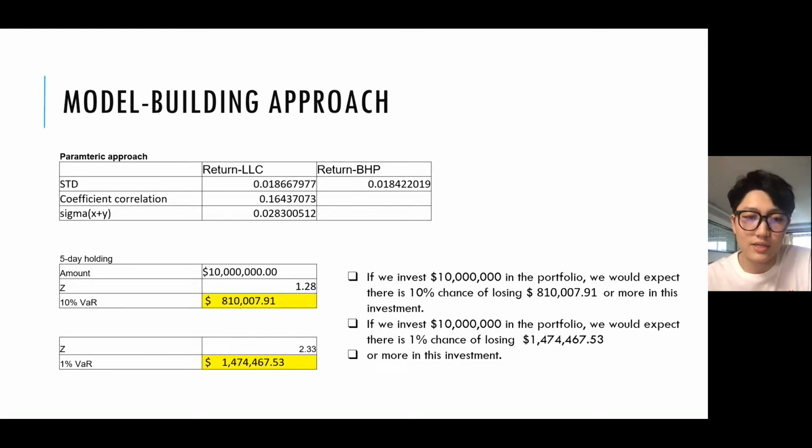If we invest 10 million in the portfolio, we would expect there's a 1% chance of losing about 1.47 million or more in this investment. It is lower than historical simulation. We can see that the distribution of the two methods is quite different. One follows the historical distribution, another one follows the normal distribution.